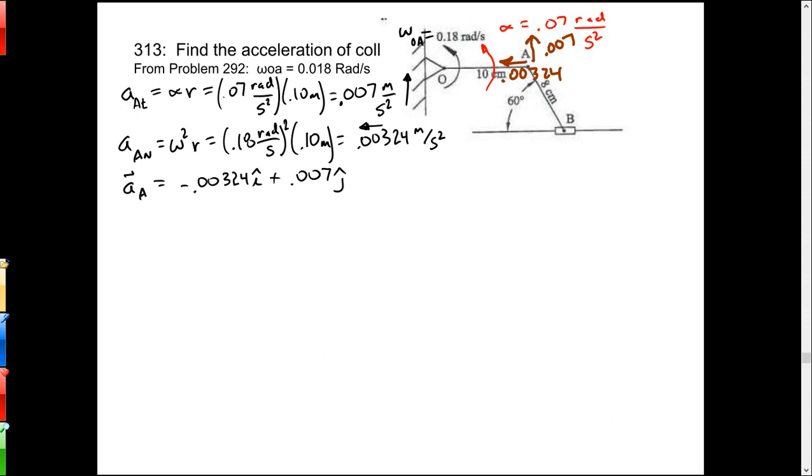So the next little bit on this is to go from A to B. We've got a little bit more going on with that. The acceleration of A with respect to B, again, will be tangential and normal. We know omega, so we can find the normal, but we don't know alpha. So alpha will actually be an unknown as you're working through that.